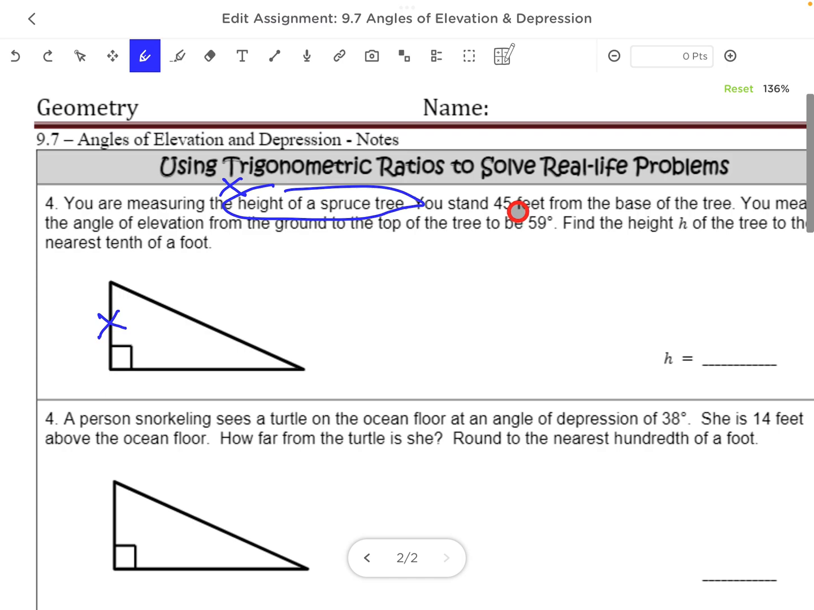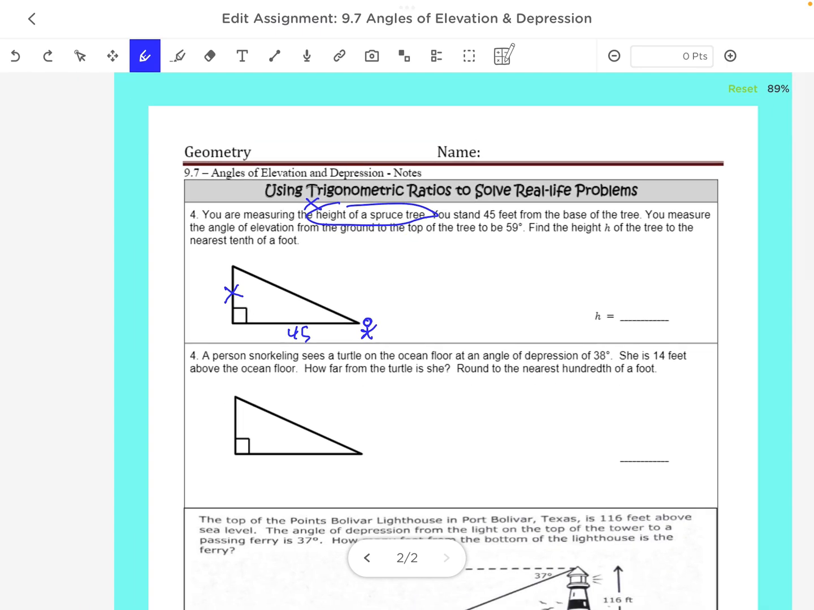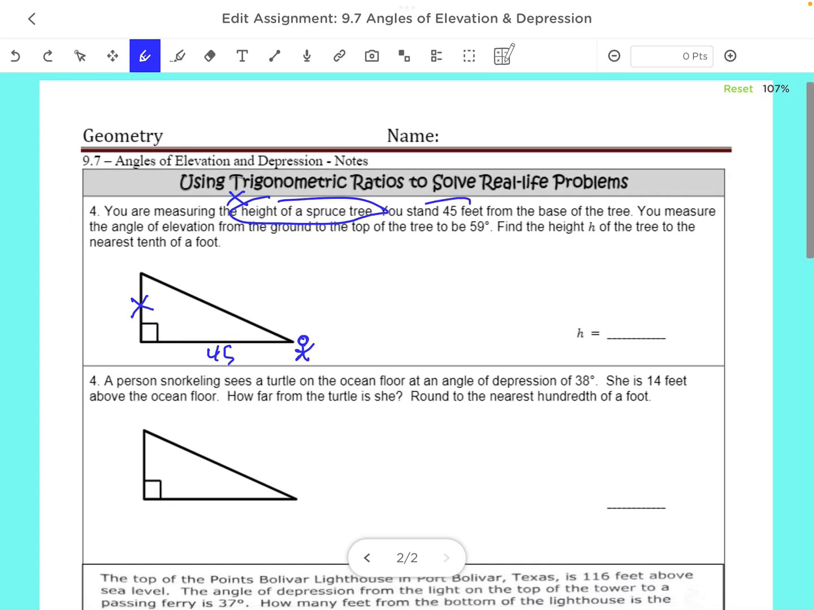And you stand 45 feet from the base. Okay, so if that's the tree, if that's the base, that means this is 45 feet. So if you're standing right over here, that's at 45 feet. It says you measure the angle of elevation from the ground to the top of the tree to be 59 degrees. So we know that's the angle of elevation right there. Find the height of the tree.